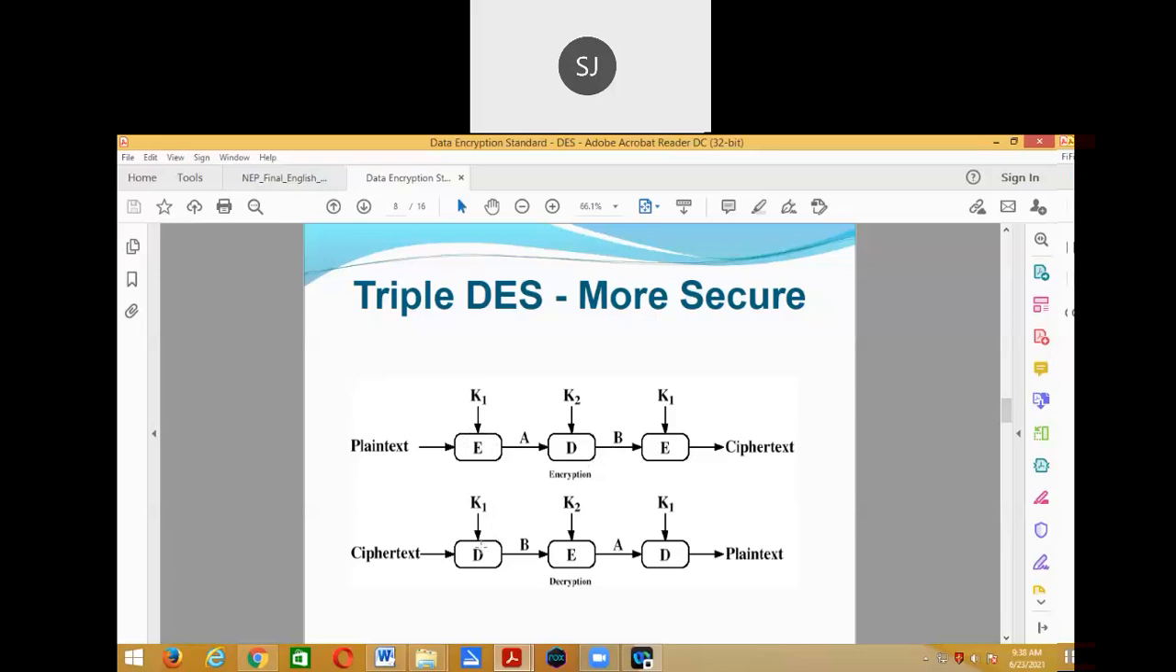The decryption is exactly the reverse of it. Decryption using K1, the output of that is given to the next stage, again with K2, and the output of that is given to decryption with K1. Is it clear? So this is triple DES. To strengthen DES, it is used again twice, so the encrypted text is encrypted again. Is that clear? Yes.